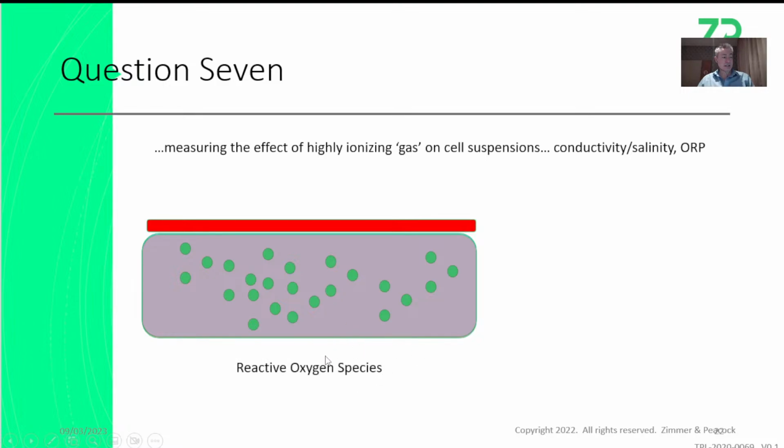I suspect that ionizing gases will generate reactive oxygen species. I sometimes call them RO radicals, things like peroxides, hydroperoxides.